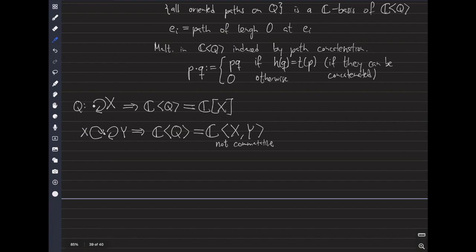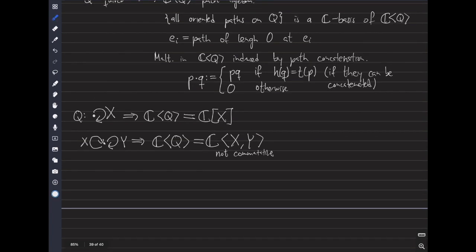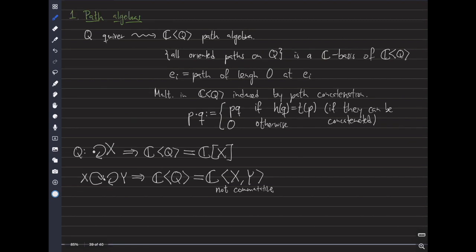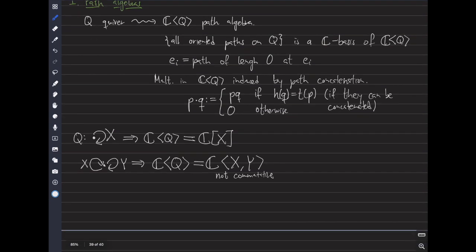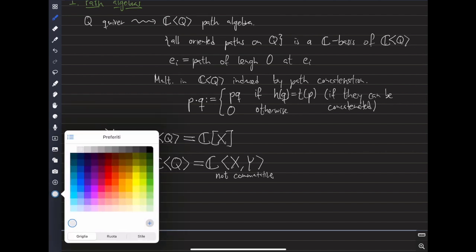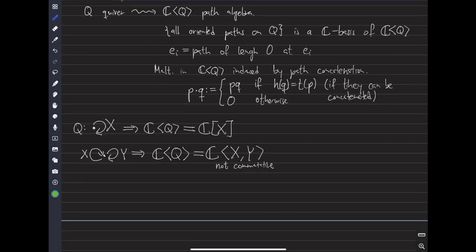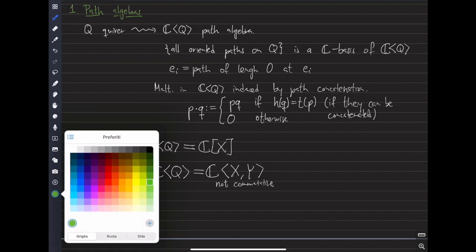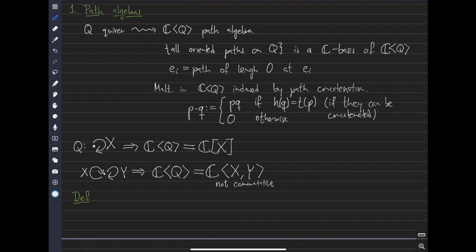Okay. And here one thing is that this is not hard to see, that the category of modules over this algebra is equivalent to the category of representations of Q. So let me just say what a representation of Q is.